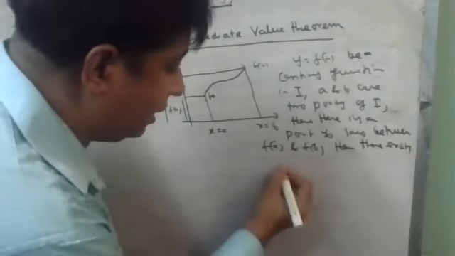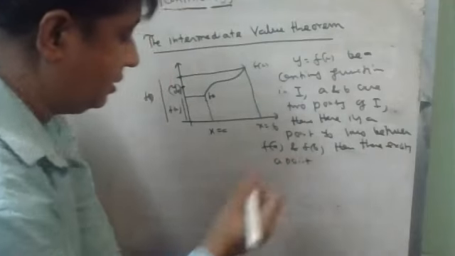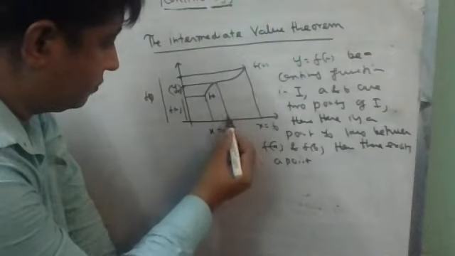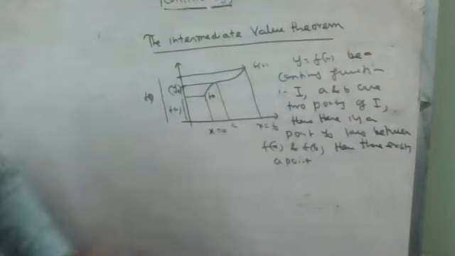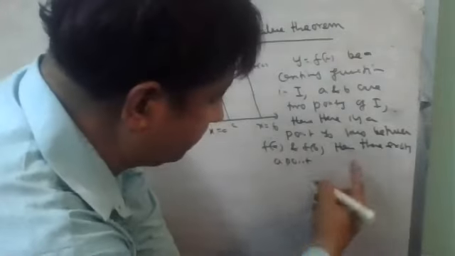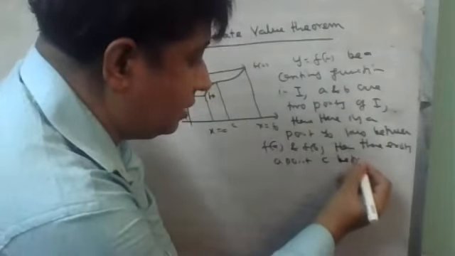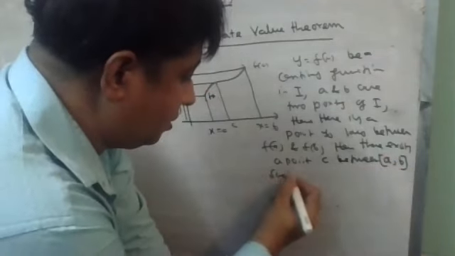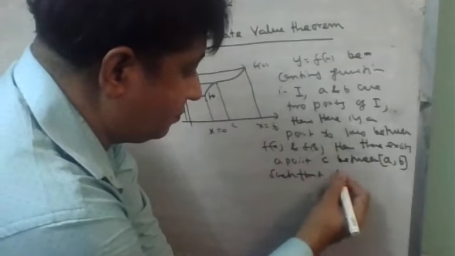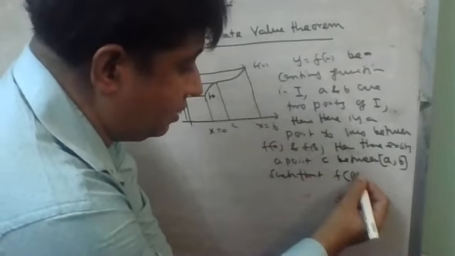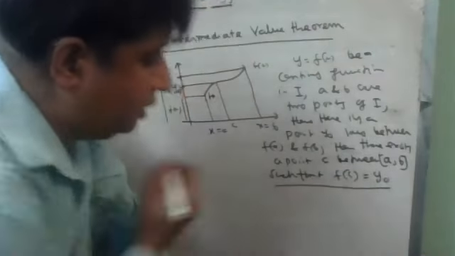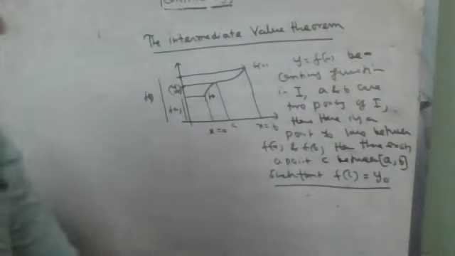Then there exists a point, say C. There exists a point C between a and b such that f(c) is equal to y0. This is the intermediate value theorem.